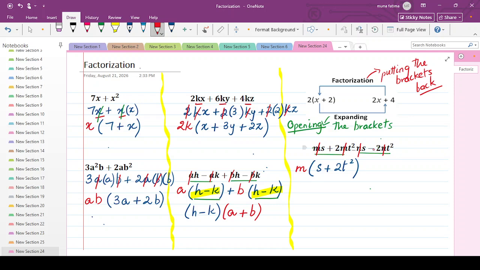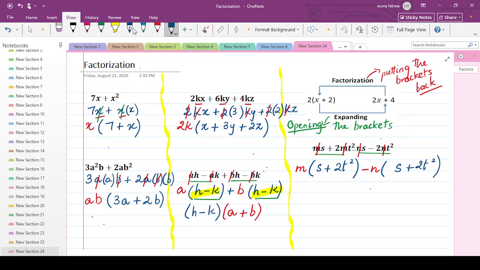These two terms we notice, both of them have a negative sign, so that is common as well. We're going to write it outside, and the term common was n. And just a reminder, when you take a negative sign outside the bracket as common, the signs inside the bracket change, so both of them become a plus. We have s left, and we have 2t squared left.